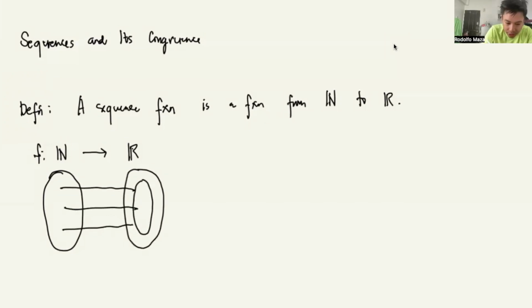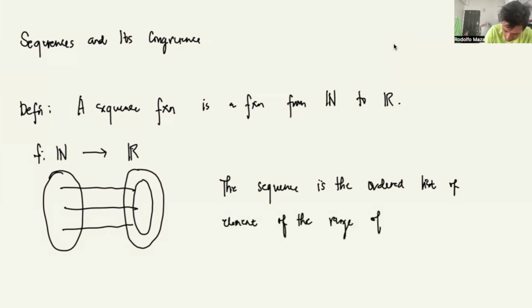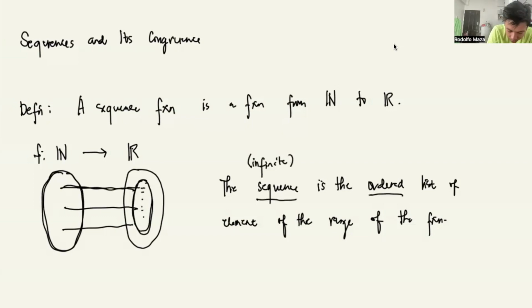So, anong message ng definition na to? Ang sabi dito, the sequence is the ordered list of elements of the range of the function. So, ibig sabihin, when you have natural numbers coming from your domain, tapos namamap siya, so yung mga range na yon, they are actually the sequence. And take note, it should be ordered. So, this sequence is actually infinite. Yung naka-order na mga sequence dito, they are called terms.